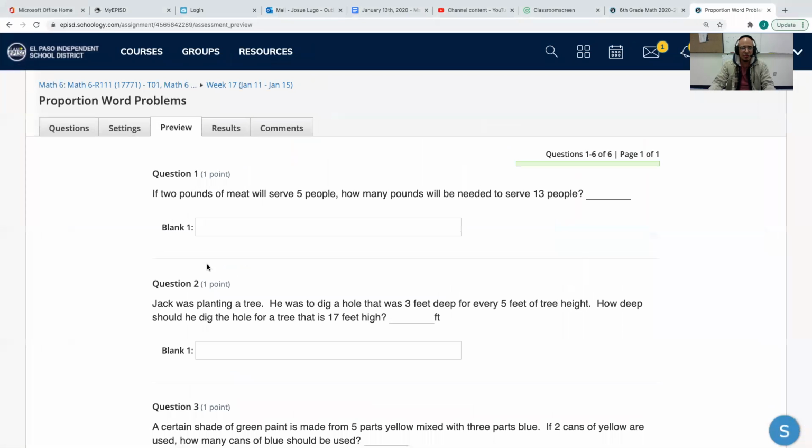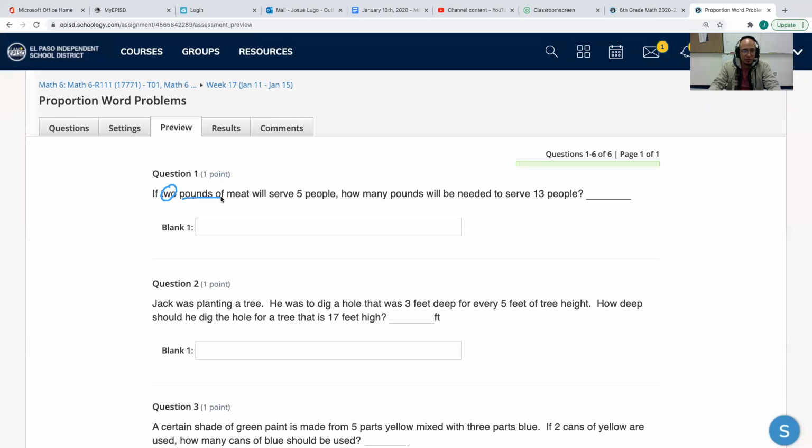So having said that, let's go to number 1 here in our assignment, and let's read. If 2 pounds of meat will serve 5 people, how many pounds will be needed to serve 13 people? Okay, honestly, looking at that, that means nothing to me. So let's go ahead and circle the important information so that we can come up with a word fraction. What are the two things that we're comparing?